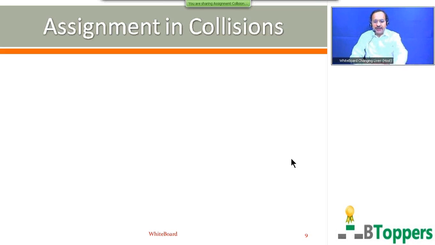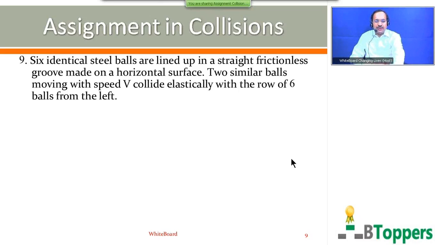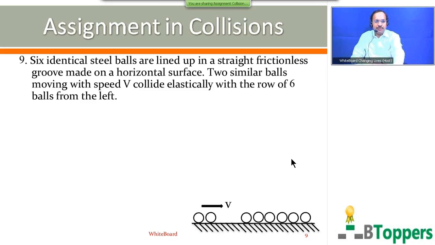Look at the screen. See the question number 9. Six identical steel balls are lined up in a straight, frictionless groove made on a horizontal surface. Two similar balls moving with speed v collide elastically with the row of 6 balls from the left. That's the diagram here.